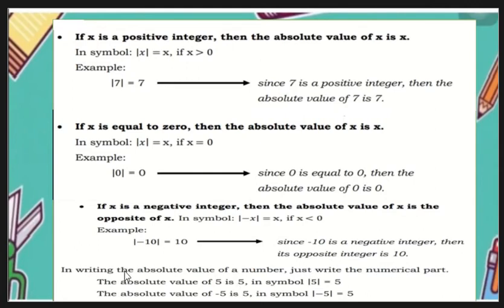Okay? In writing the absolute value of a number, just write the numerical part. The absolute value of 5 is 5. In symbol, absolute value of 5 is equal to 5. Then, the absolute value of negative 5 is also 5. In symbol, the absolute value of negative 5 is equal to 5. So always, the result is positive.